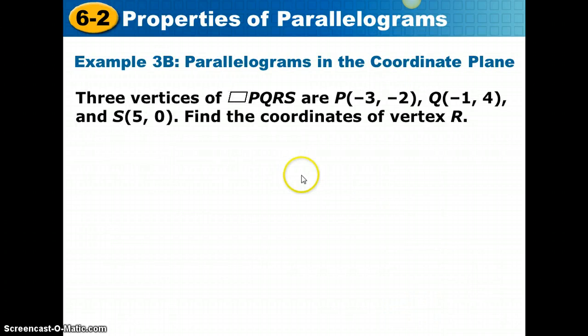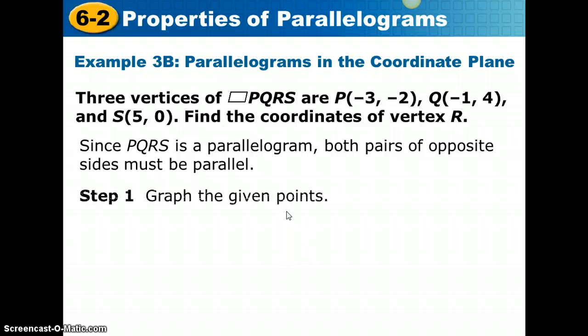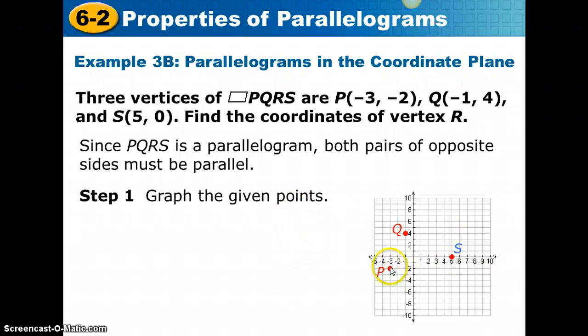Why don't you take a few minutes to see if you can follow that same process to find the fourth vertex R of parallelogram PQRS. Again, remember both pairs of opposite sides must be parallel, and the first step is to graph the given points. PQR would come before getting to S, so that should tell you R must be somewhere above S and to the right of Q in this area right here. So we're going to use the slope of PQ, duplicate that from S to find R.